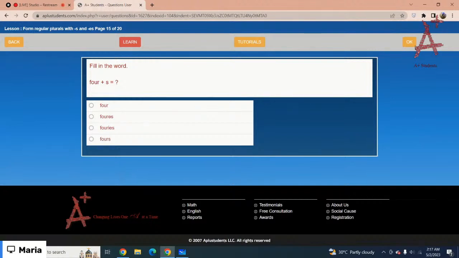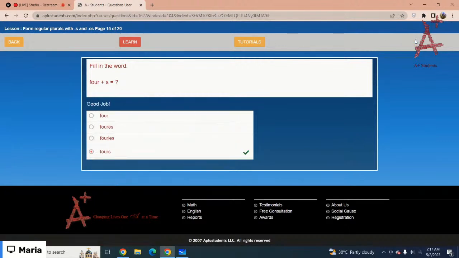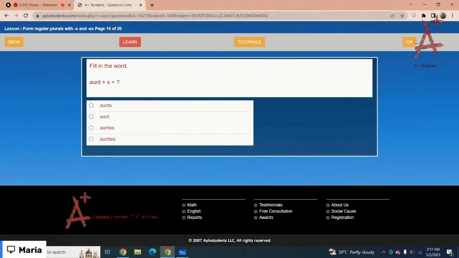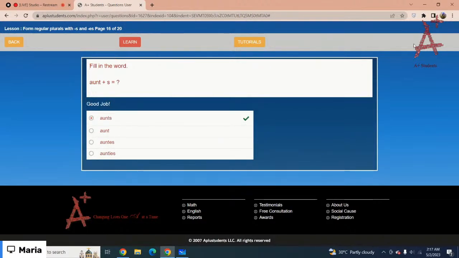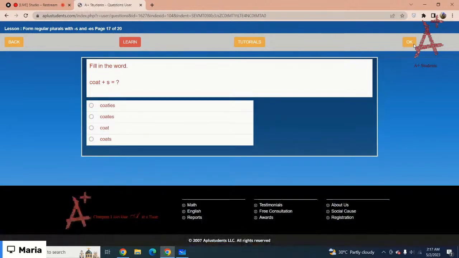4 plus S. Fours. Last option is the correct one. Aunt plus S. Aunts. The first option, number 1, is the correct option. Coat plus S. Coats, the last one is the correct one.